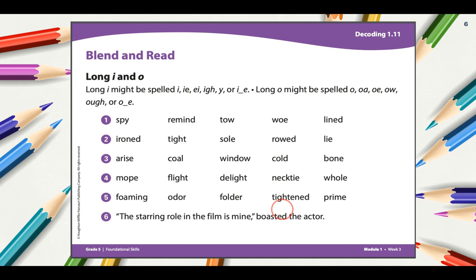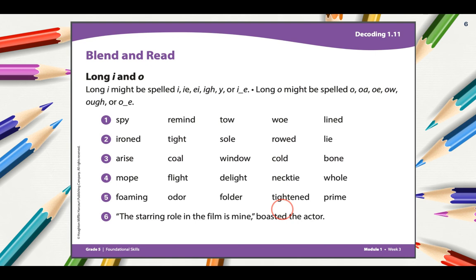Now let's look at this chart. Long I might be spelled with IE, I, EI, IGH, Y, or I consonant E, the final E pattern. Long O might be spelled with O, OA, OE, OW, OUGH, or O consonant E, the final E pattern.